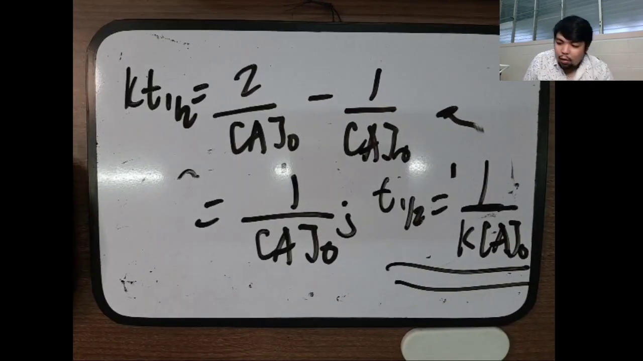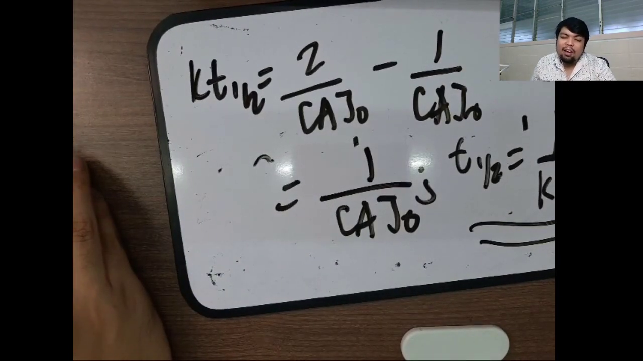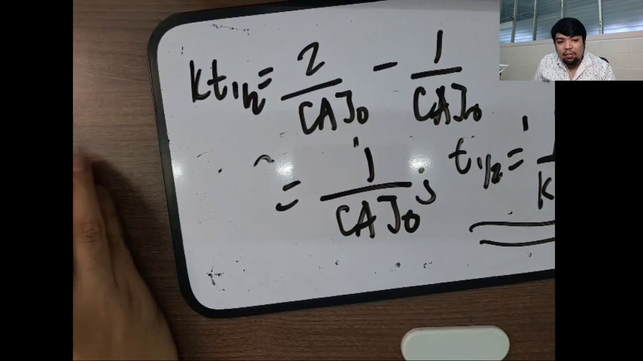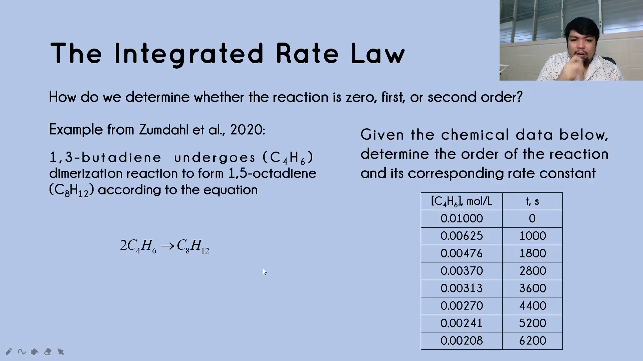Okay. So just like the half-life of a zero order reaction, the half-life for a second order reaction is also dependent on the initial concentration of the reactant. So now how do we determine whether the reaction is zero, first or second order?